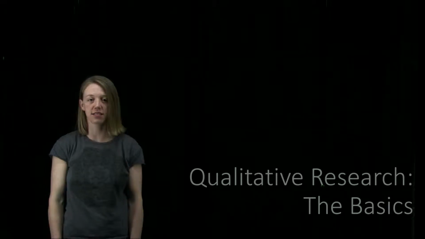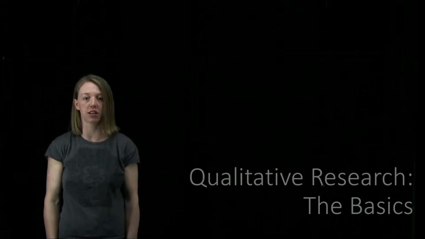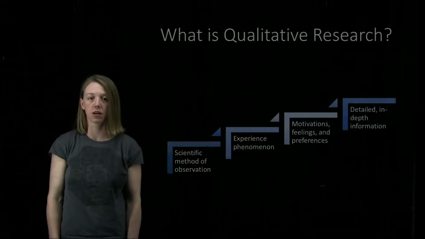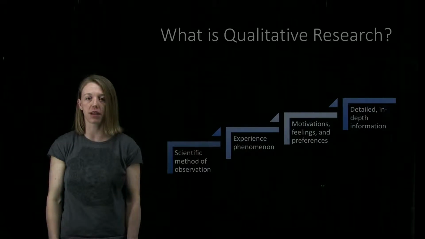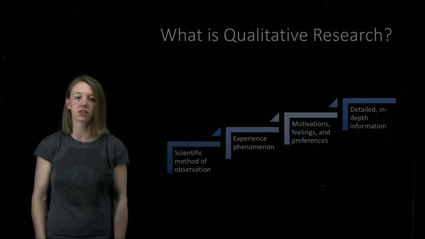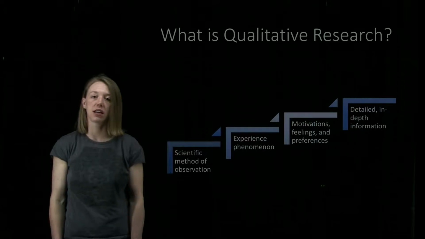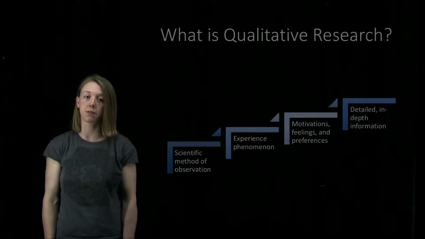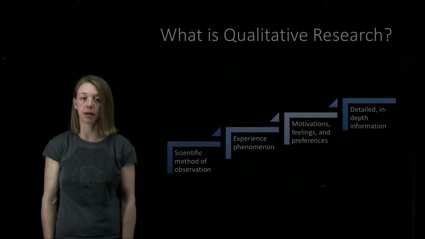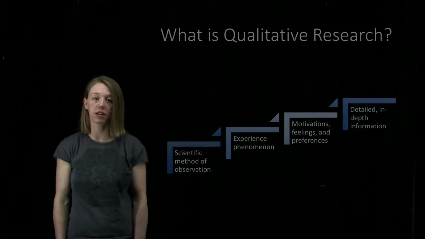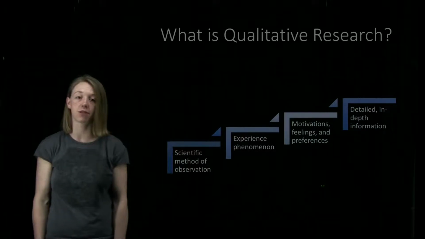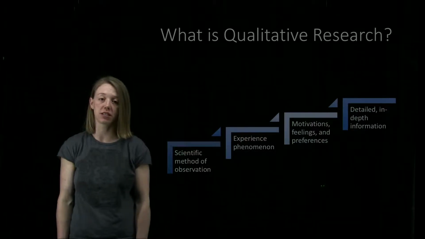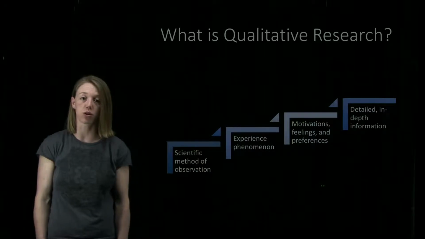Today I'd like to discuss the basics of qualitative research methodologies. Qualitative research is a scientific method of observation that aims to understand how people experience a specific phenomenon. Qualitative research explores people's motivations, feelings, and preferences in order to uncover detailed and in-depth information about their experiences or interactions in their social world.